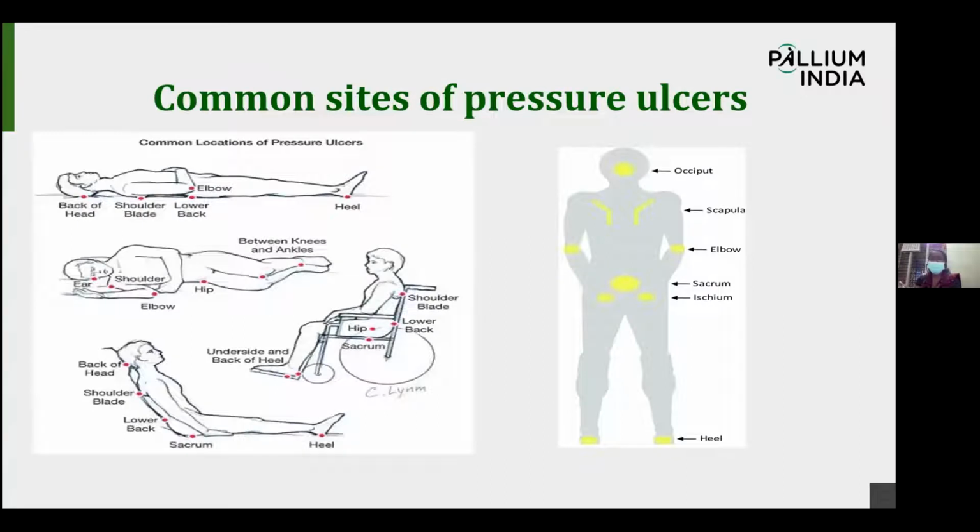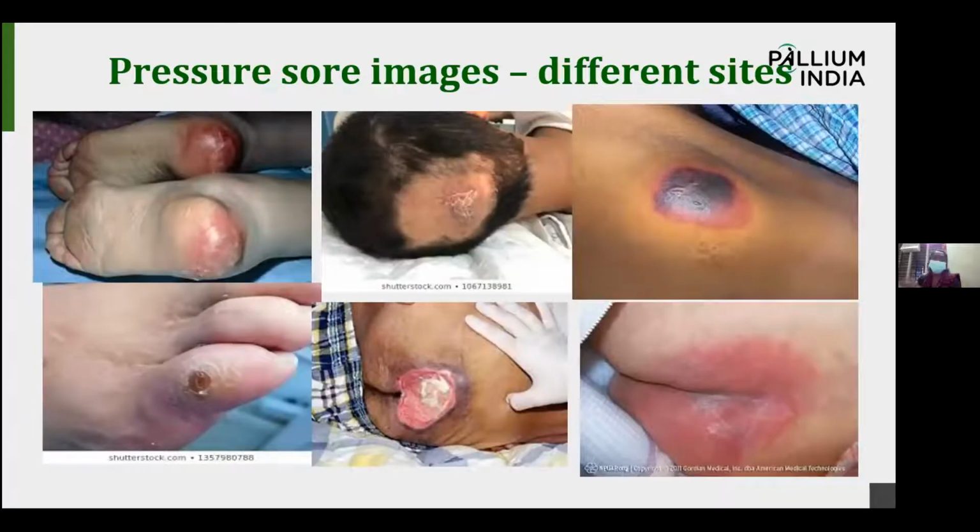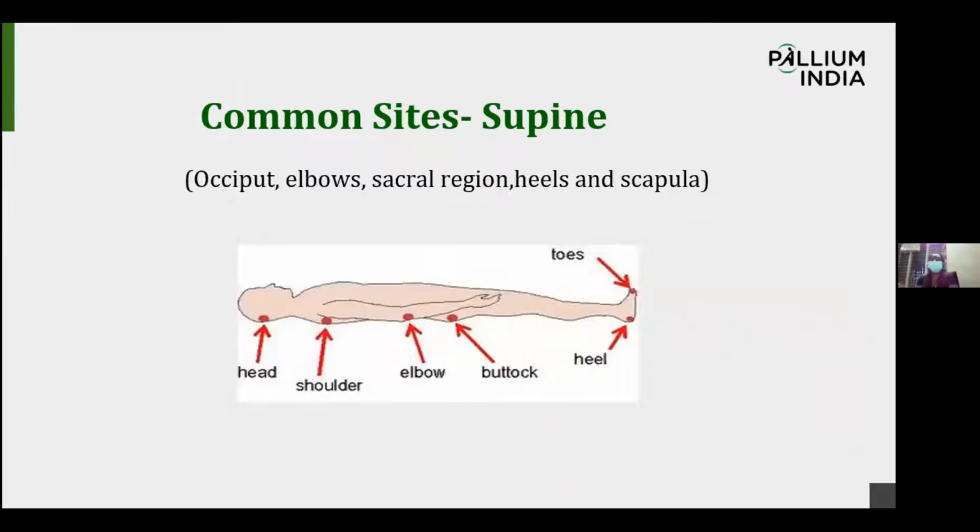So, coming to the common sites of pressure ulcer. It can occur anywhere, especially over the bony prominences, depending on the patient's position. Even if the patient is in a wheelchair, they can get pressure ulcer. You can see in some images the different sites where pressure ulcer can develop: heel, occiput, scapula, toes, sacrum, all these areas. From this picture, we have to understand that it can occur anywhere, depending upon the patient's position.